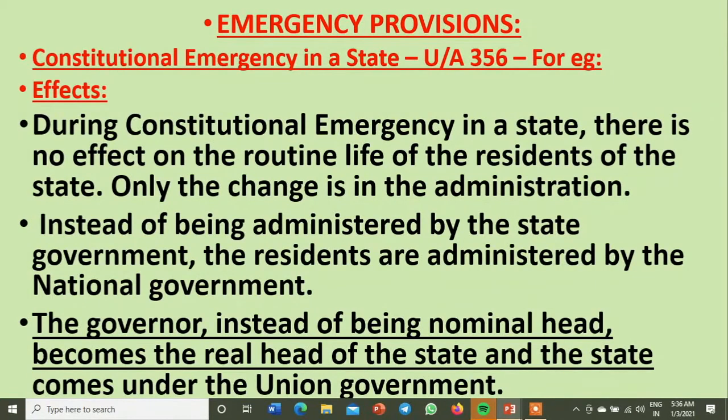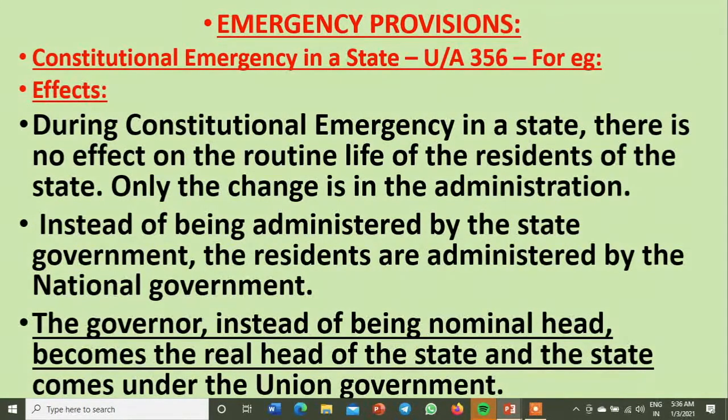Only the changes in the administration. You know, in a national emergency, I told you, our fundamental rights can be suspended. But in the emergency due to breakdown of constitutional machinery in the state, there is no change in the routine life of the people. Only changes in the administration.